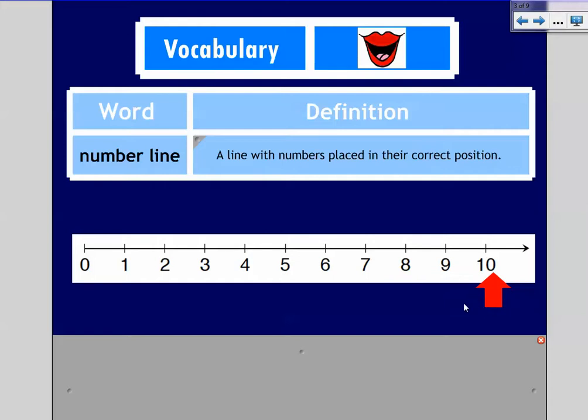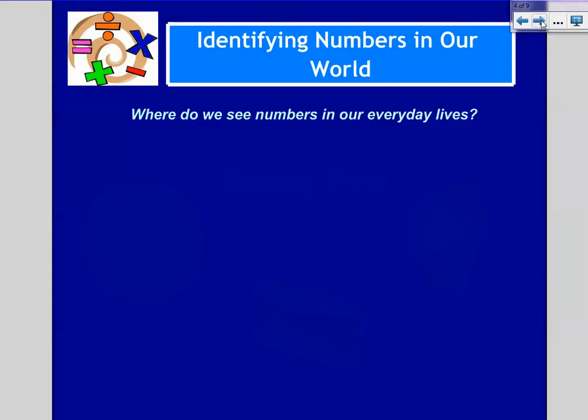Along with the number grid, we'll take a closer look at the number line tomorrow in class and we'll practice using it as well. Now let's talk about numbers. We use numbers every day, and today we're going to start talking about how we use numbers in our everyday lives. One way we use numbers is when we tell time.